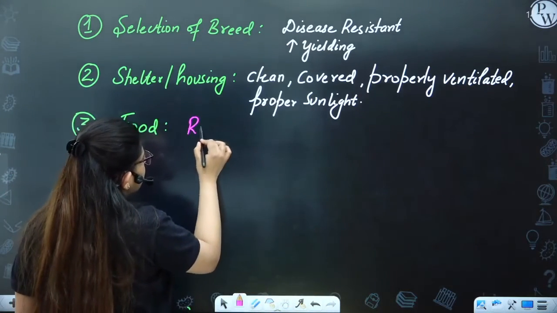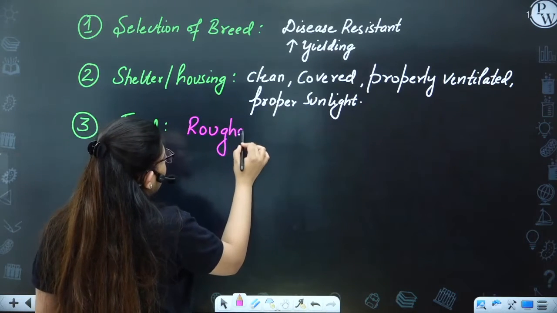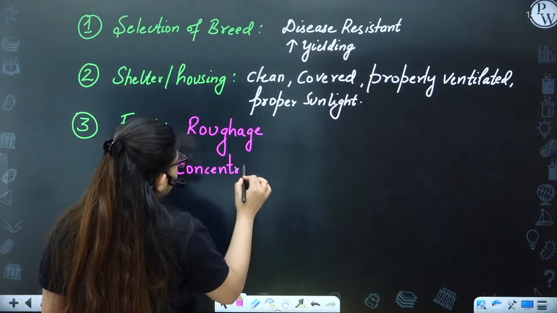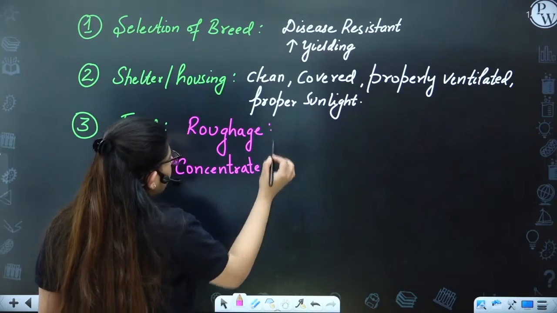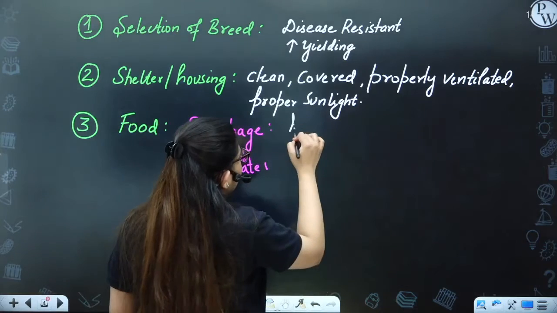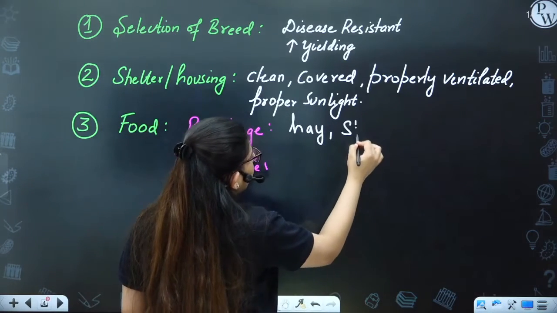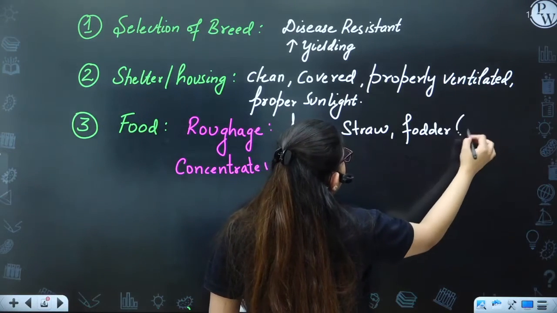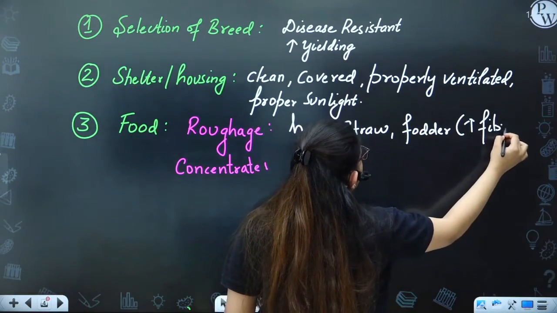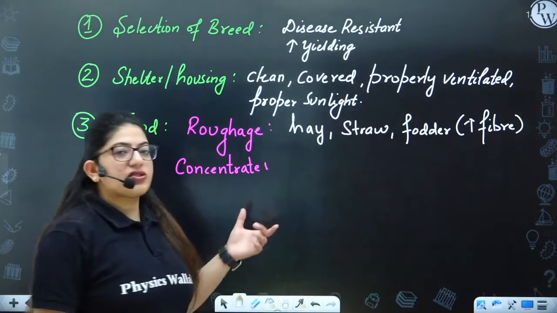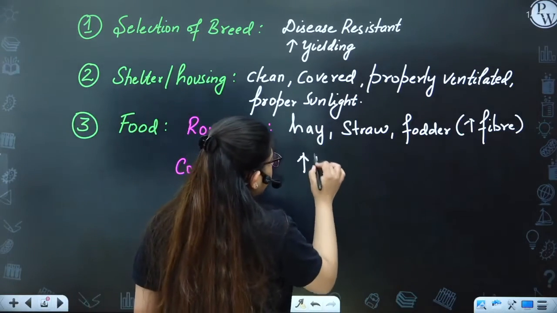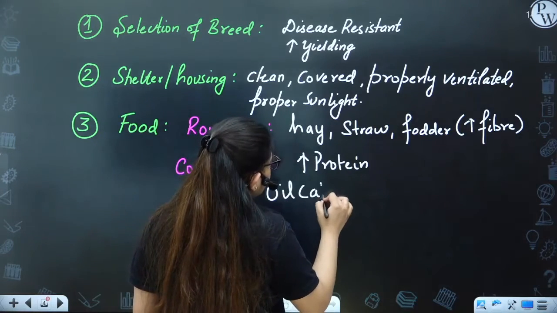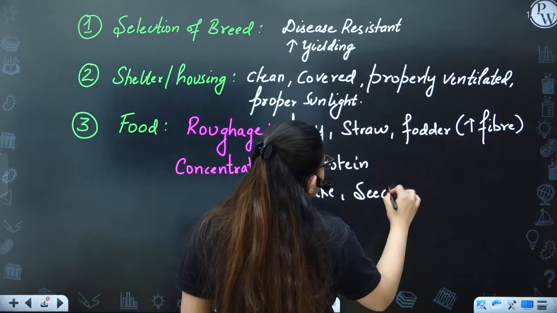One is roughage and another is concentrate. Roughage contains hay, fodder, and straw. It is rich in fibers basically, with high fiber content, whereas the concentrate is high in protein. What does it contain? It contains oil cake and seeds of certain plants.